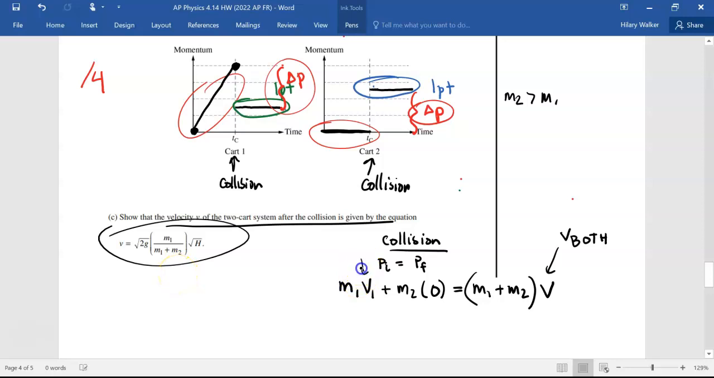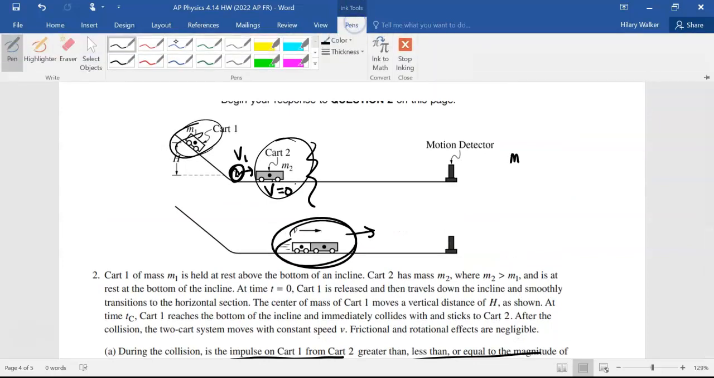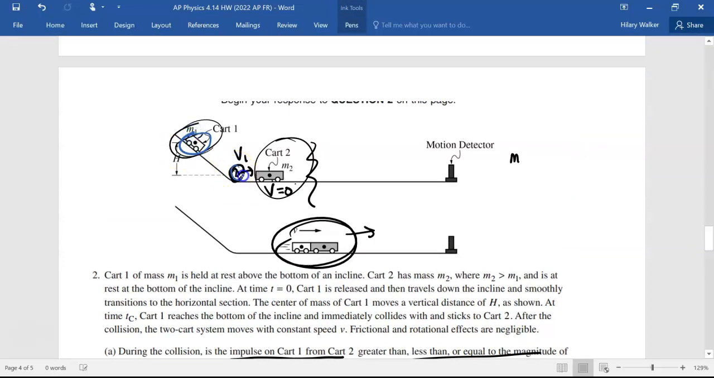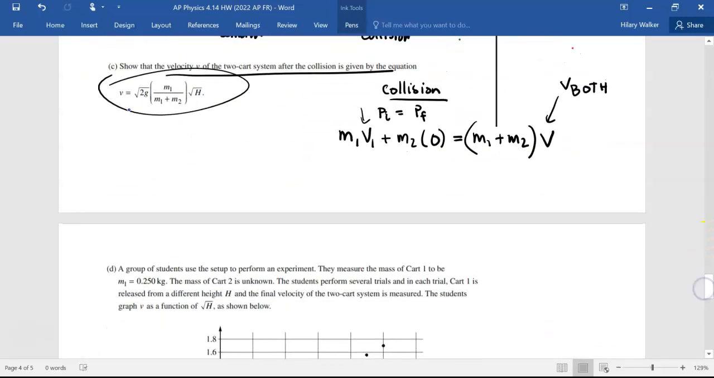We need to figure out what v1 is right before the collision. So we're just looking at number 1. So I want you to think about what's a good strategy to use if something is changing height and changing velocity. Honestly, first bet most of the time is energy conservation is going to be your best bet. So let's just go ahead and set up energy conservation.